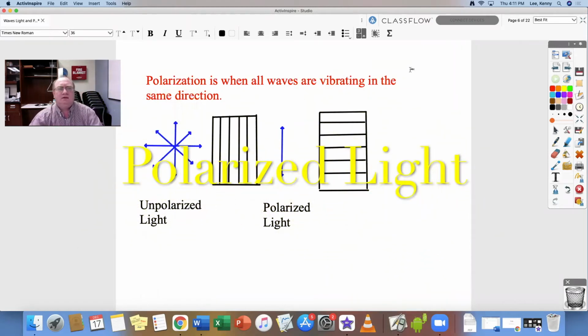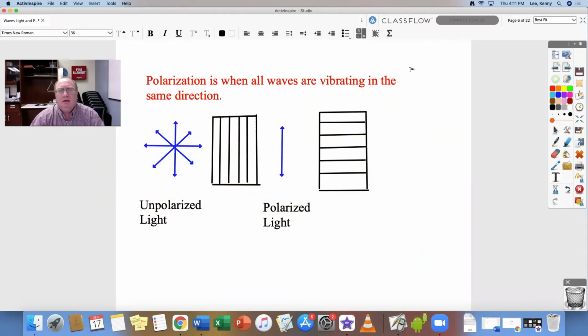Hi, let's talk a little bit about polarization. Polarization is when all the waves are vibrating in the same direction. Like they're all vibrating up and down, or all vibrating left and right, or all vibrating at some angle. Doesn't matter, as long as they're all vibrating in the same direction.